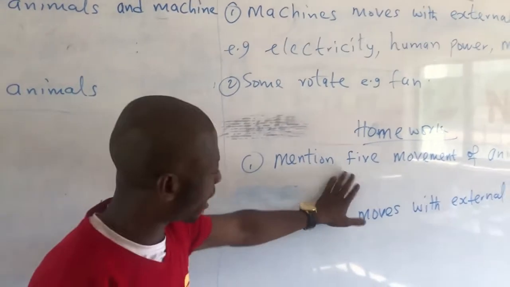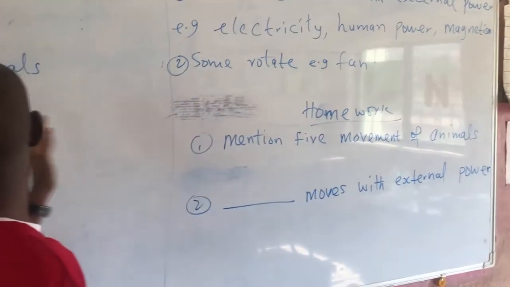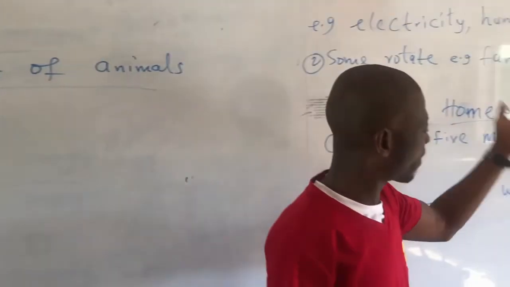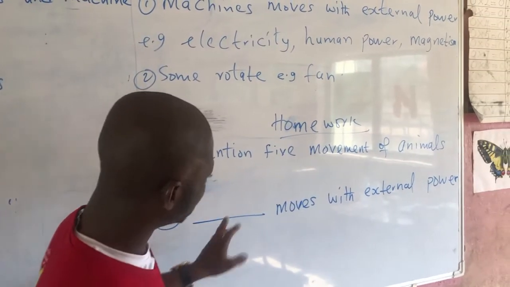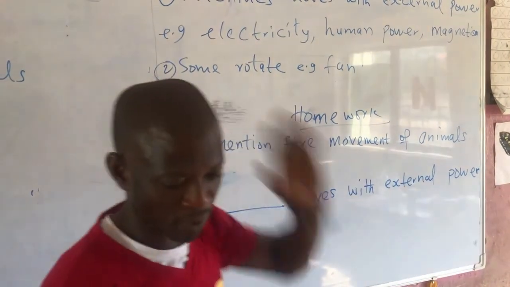Now your homework is to mention 5 movements of animals. Like you can see when you read your note, you can see movement of animals. I have them, no less than 8. We have secondly, you say dash moves with external power. What moves with external power? What is it?